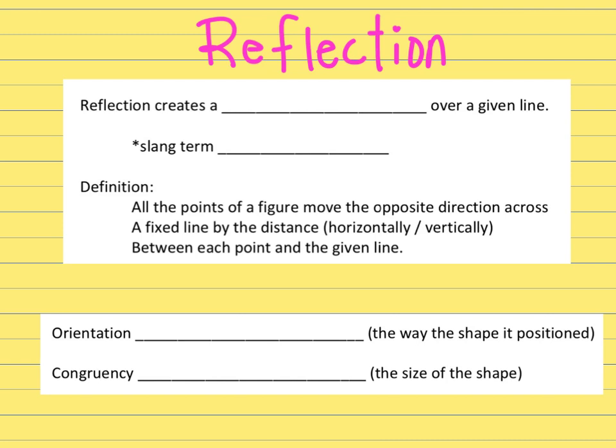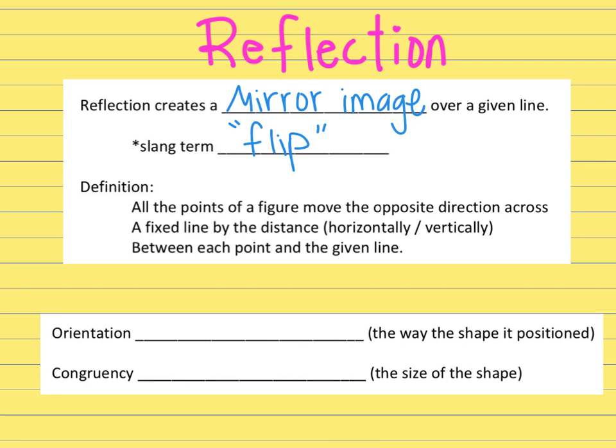So the second type of transformation in this video is reflection. A reflection basically creates a mirror image over a given line. It could go over the x-axis or it could go over the y-axis. The slang term for reflection is flip.